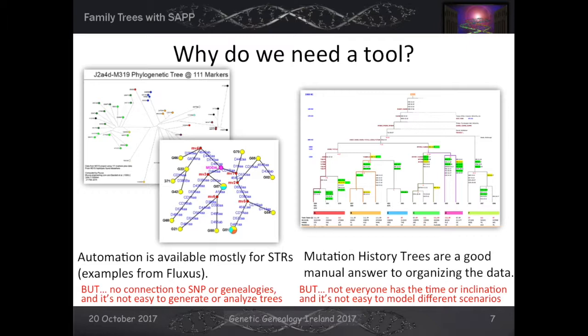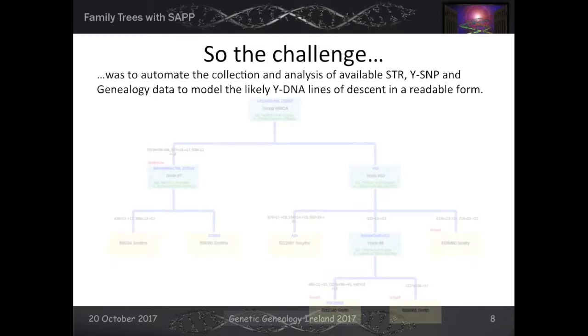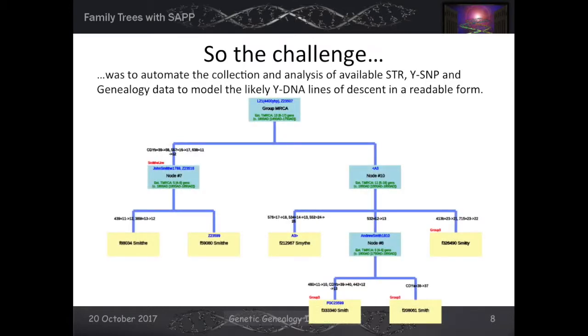So if you're trying to get a scenario that you know is more likely than another, you pretty much have to start from scratch. You have to back up and do the analysis all over again and start growing trees again, which is not a little thing. So the trick was to automate this into something that was readable, useful for analysis, and concentrated really on the genealogy side of the equation as opposed to all the genetics.